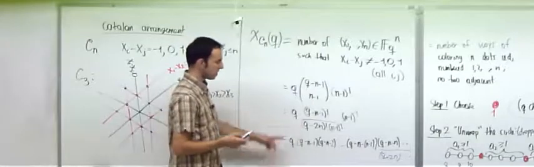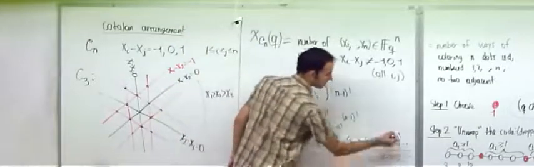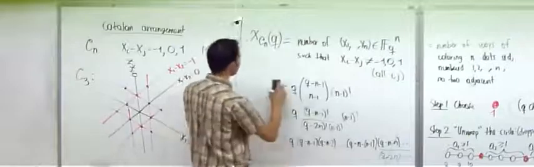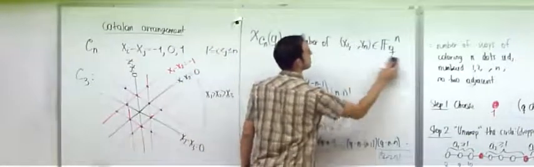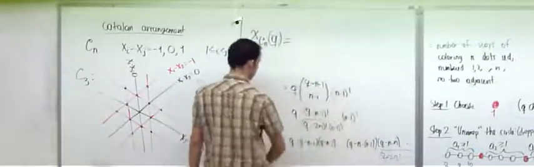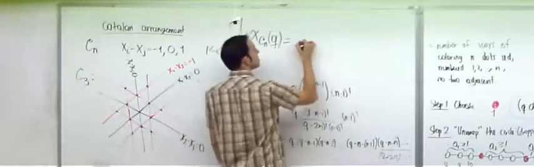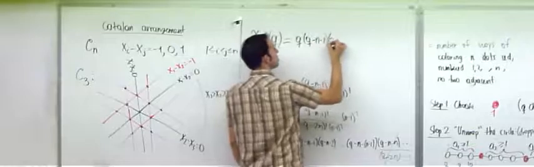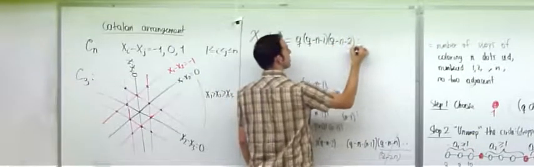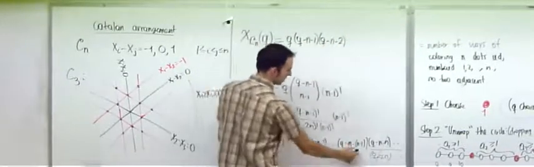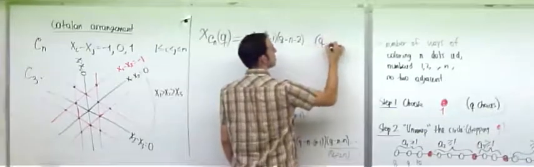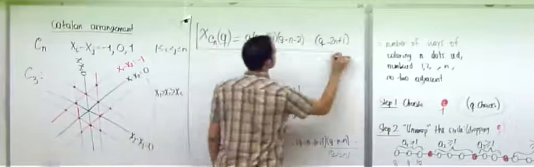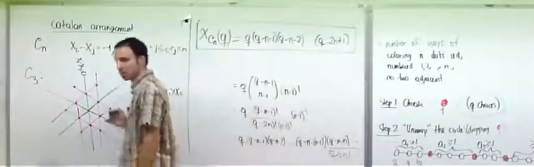And so what that means is that all of this stuff cancels. And all I'm going to get is, let me just write the answer here, q times (q minus n minus 1) times (q minus n minus 2) times (q minus n minus 3) up until q minus 2n plus 1. Okay. That's it.